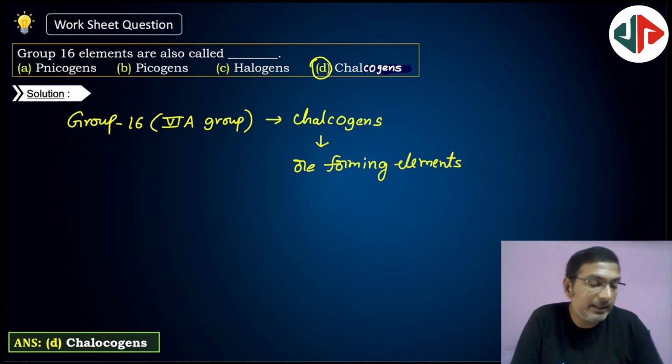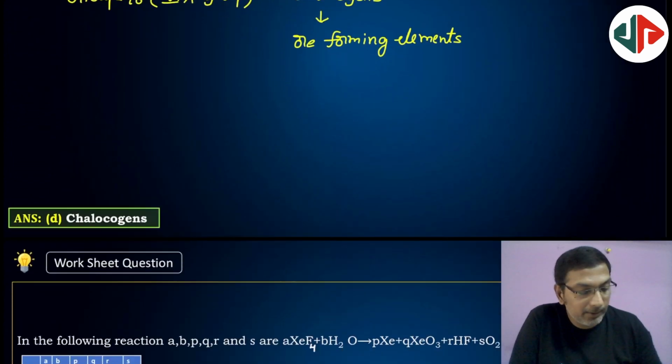Next. So group 16 elements are also known as, group 16 is nothing but 6th A group. These are known as chalcogens, that means ore forming elements. Most of the ores will contain these elements only. Therefore option D, chalcogens.